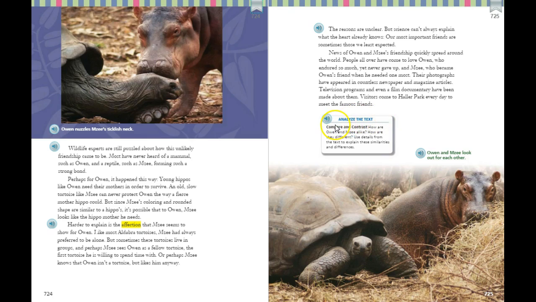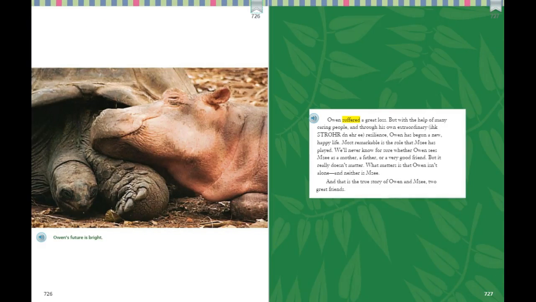Analyze the text. Compare and contrast. How are Owen and Mazzei alike? How are they different? Use details from the text to explain these similarities and differences. And this also brings us back to our target focus with the Venn diagram. What does resilience mean? Consult a print or a digital dictionary to find the definition. What have you learned about animals and animal behavior after reading this selection?